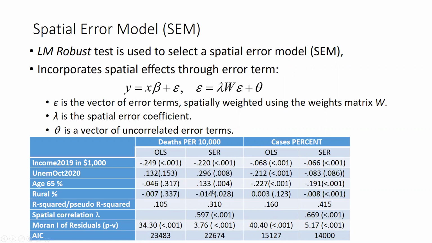For the death model here, the median household income is estimated to be -2. That means for every 1,000 increase in median household income, the expected death rate is decreased by 0.22 per 10,000 population. The unemployment rate is estimated as 0.296. That is also significant and is positively related to the death count.